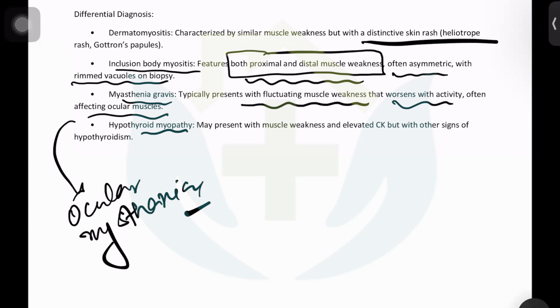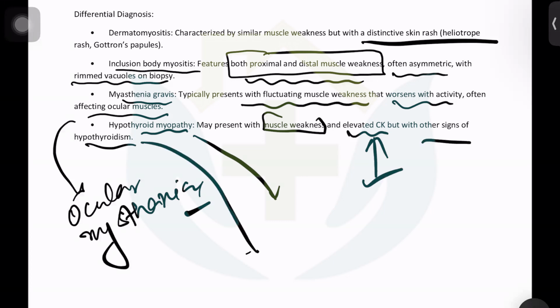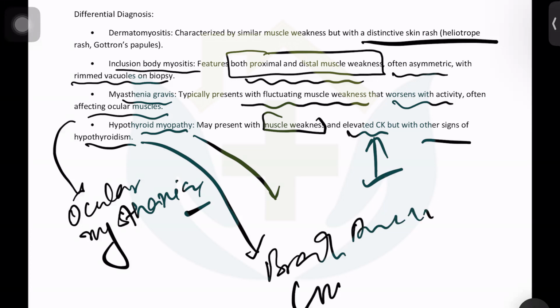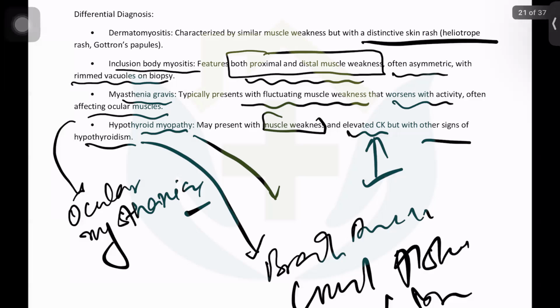Then hypothyroid myopathy, again very important, presents with muscle weakness. Elevated CK can be seen there as well, but there will be other signs of hypothyroidism like bradycardia, dry skin, constipation, increased sleep, decreased appetite, weight gain.